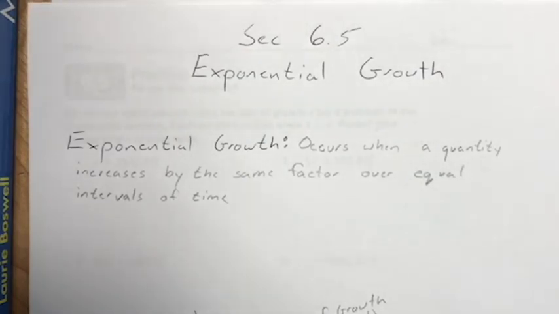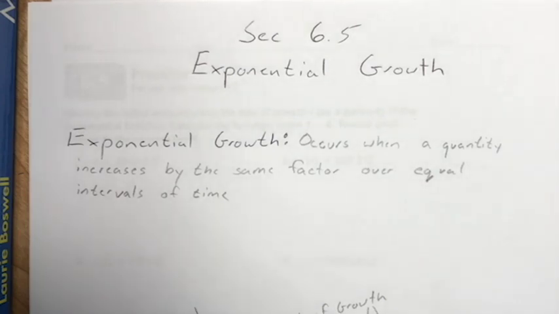Section 6.5, we're going to be talking about exponential growth. Exponential growth basically occurs when a quantity is increased by the same factor over an equal interval of time. So what does that mean? It's basically saying that we're doing an exponential function, but it's just increasing.